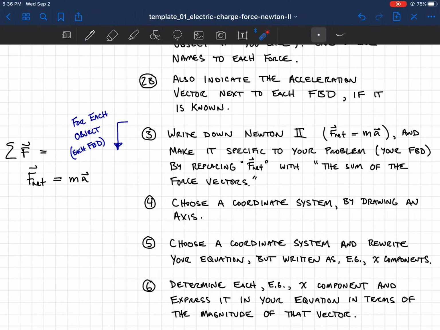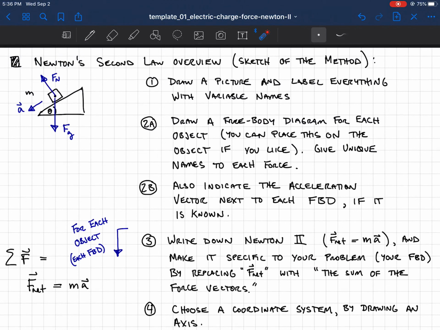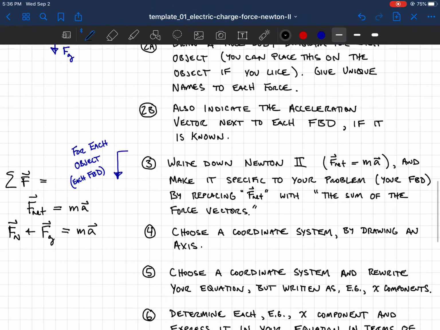And then you make it specific to your problem. So what do I mean by that? I mean you look back at your free body diagram and you say, okay, I have two forces inside of F net. So these two forces need to be replacing the expression for F net. So I'm going to write Fn, and they're vectors, so I have to write them as vectors, plus Fg. And then I can just write is equal to ma. So now I have Newton's second law, and it applies exactly to the picture that I've drawn, to the free body diagram that I've drawn above.